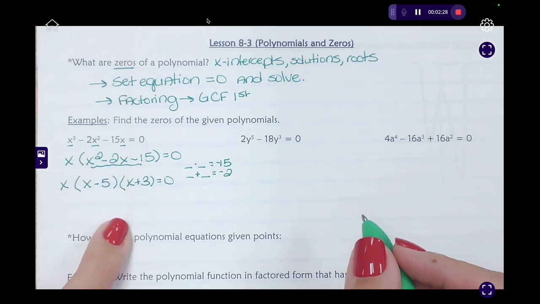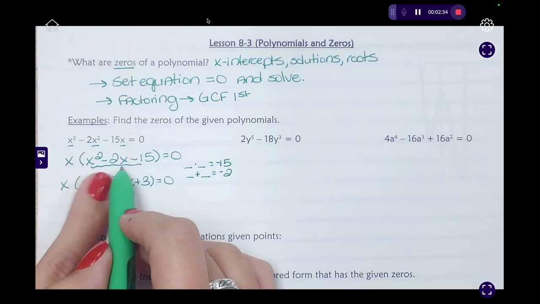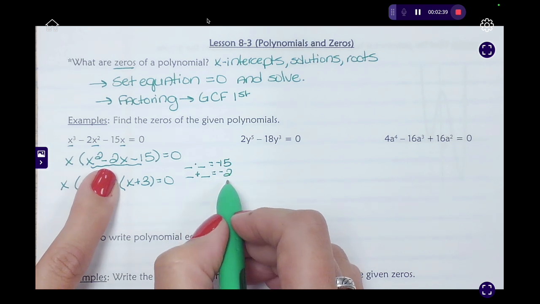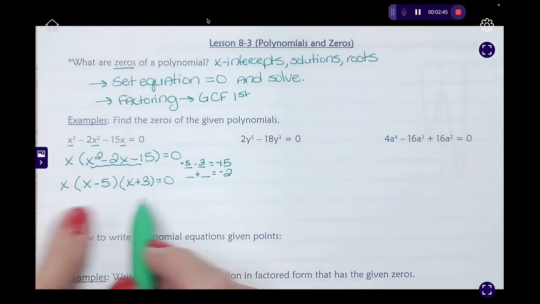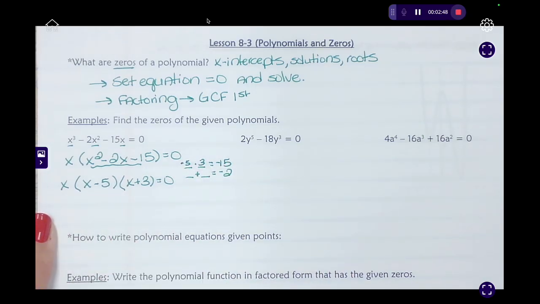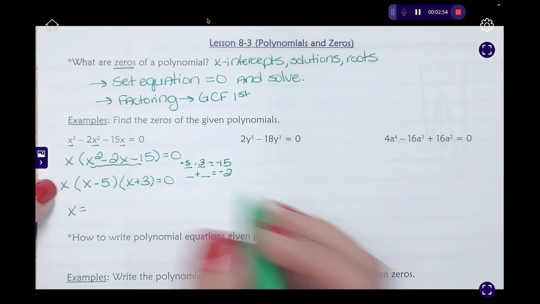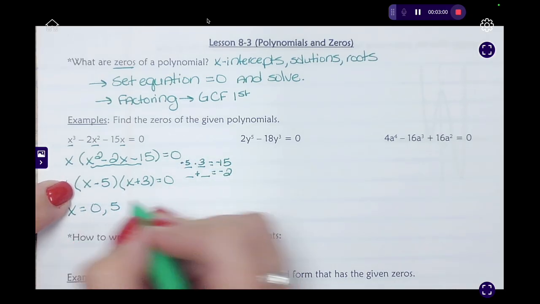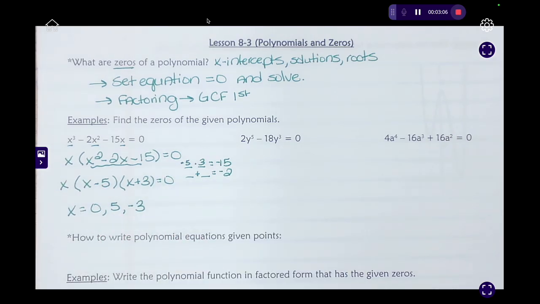Okay, so looking at this one, I took out an x, the greatest common factor, so that leaves me with x squared minus 2x minus 15. So two things that multiply to give me negative 15 and add to give me negative 2. So that means it's a negative 5 and a positive 3. Okay, so those are my factors. So now remember, I'm going to set each one equal to 0 to solve it. So if I set x equal to 0, that just gives me 0. I'm going to set this one equal to 0, and that's going to give me a positive 5. And then I'm going to set that one equal to 0, and that's going to give me a negative 3. Okay, so those are the three solutions.